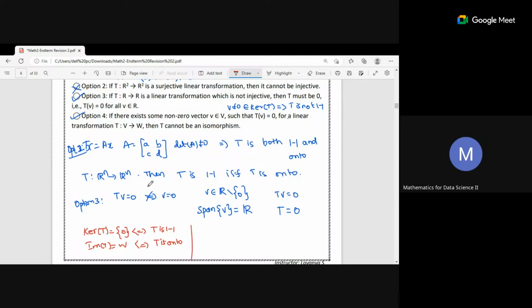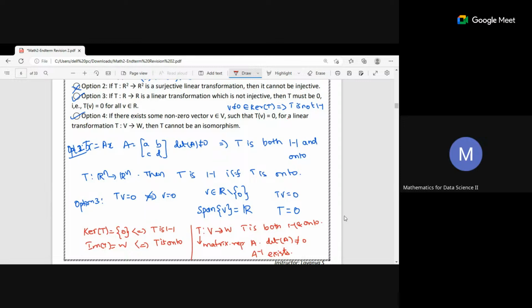So one more thing I'll ask here, just reframing this statement. Suppose you have T from V to W and T is both 1-to-1 and onto. What can you say about the matrix representation of T? The determinant is non-zero. Yeah. So you should know that determinant of A is non-zero. It means A inverse exists. Okay. So the converse is also true.